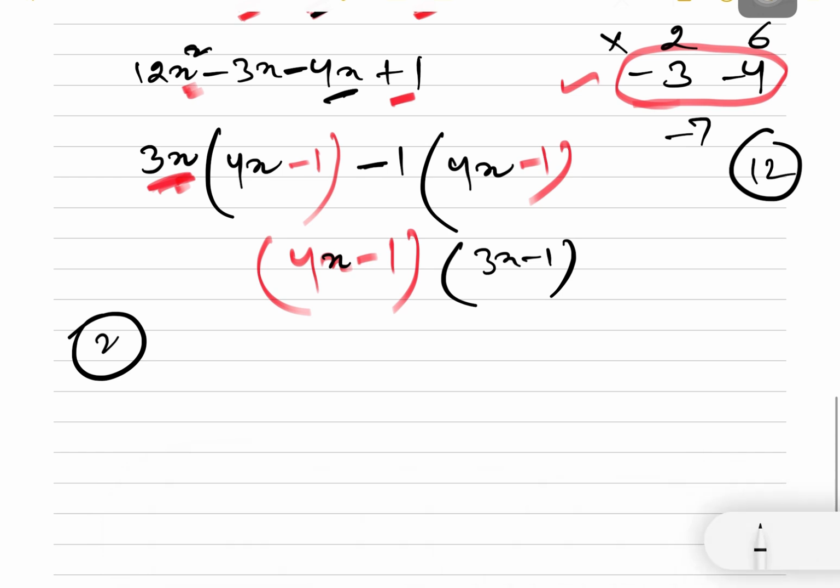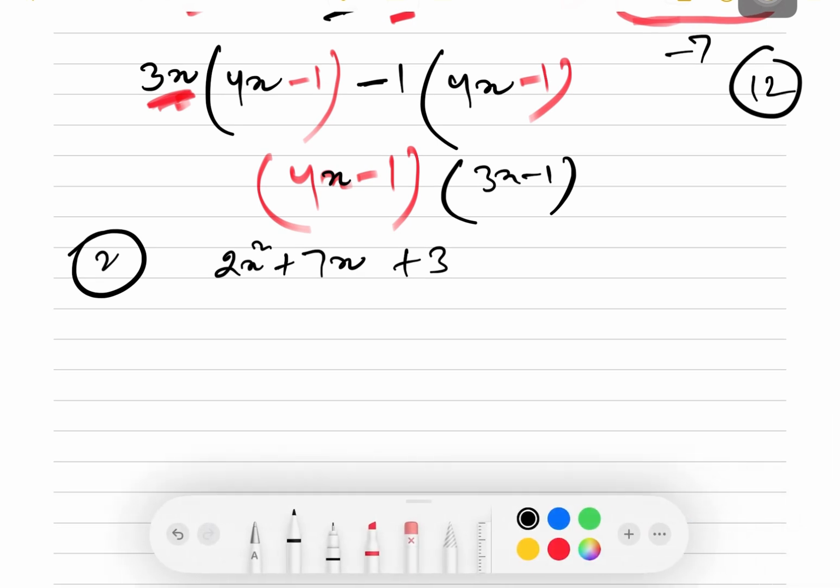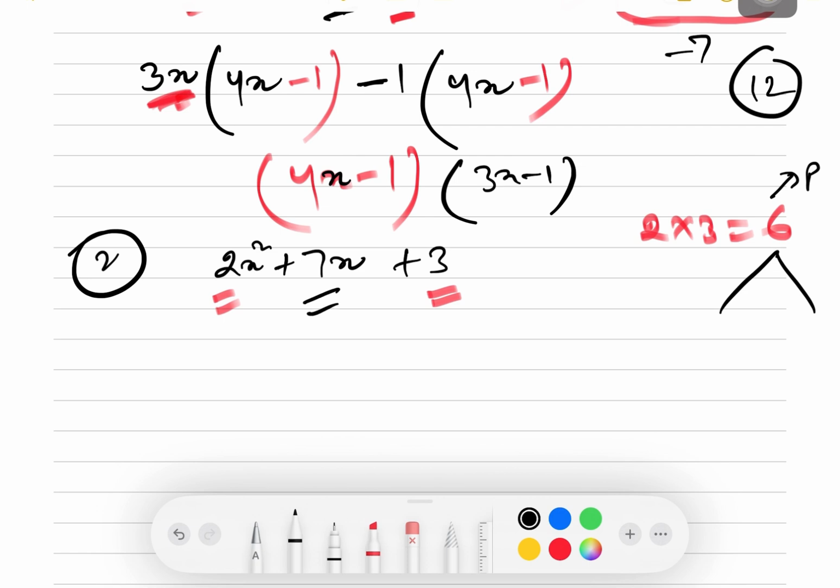Second question, they gave 2x square plus 7x plus 3. Again it is quadratic, we can use splitting of the middle term. For that, we multiply the constant term and the coefficient of x square along with the sign. So 2 positive, 3 positive, if you multiply you will get positive 6. Now you have to search for two numbers whose product should be plus 6, and which when added or subtracted give this plus 7.